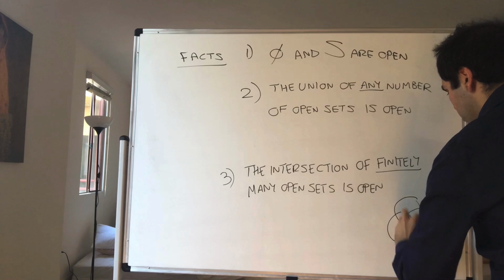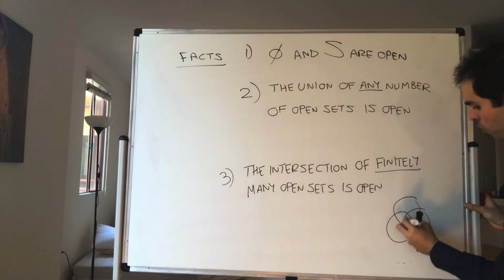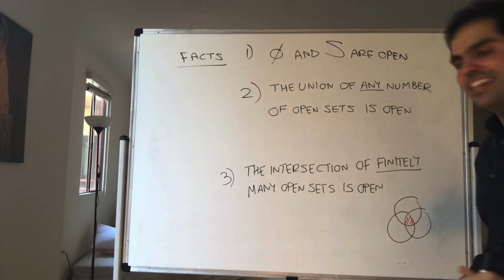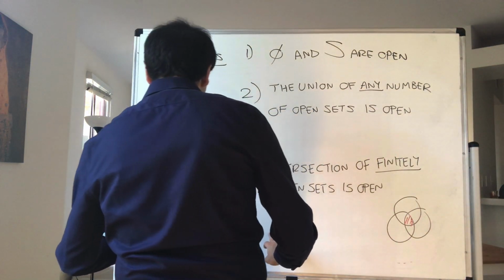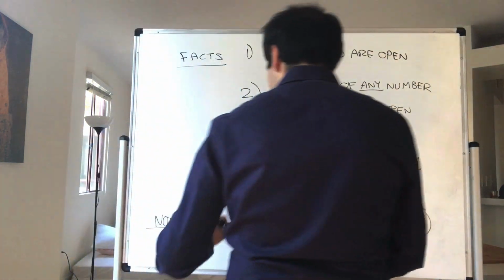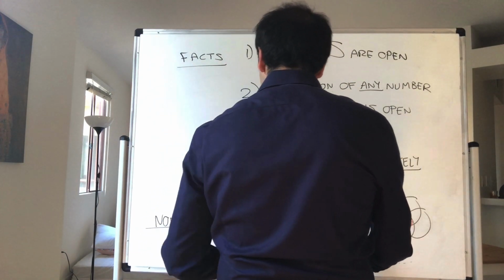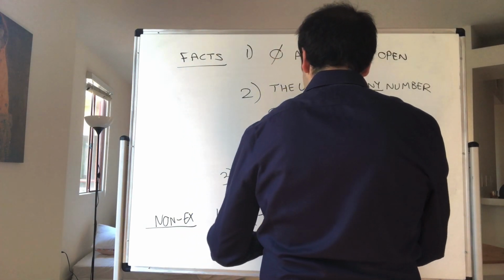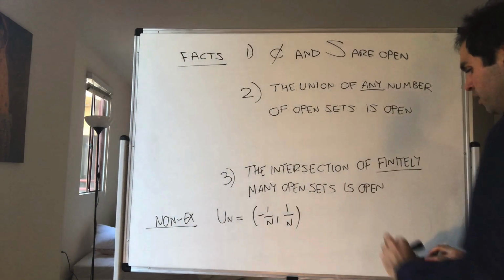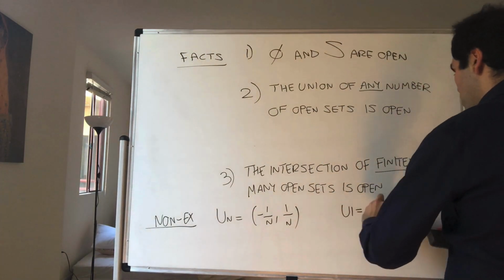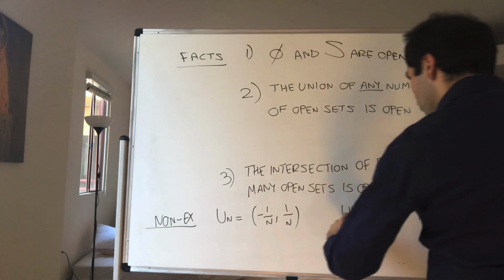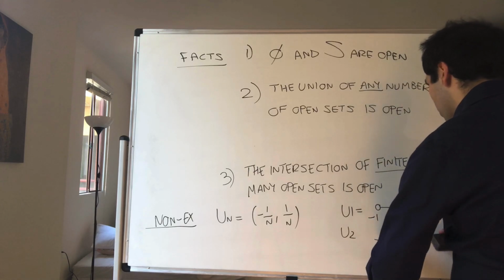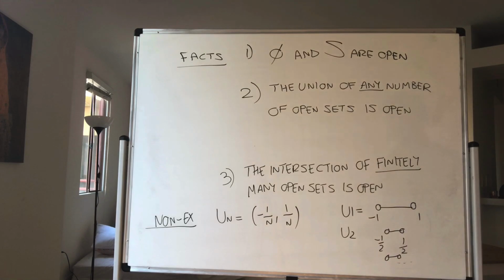In other words, let's say if you take the intersection of 3 open sets, that's open. But careful, this is not true for infinite intersections. So let me give you a non-example. Take U_n to be the open set (-1/n, 1/n). So you see U_1 is just the open interval (-1, 1). U_2 is the open interval (-1/2, 1/2). U_3 is the open interval (-1/3, 1/3).